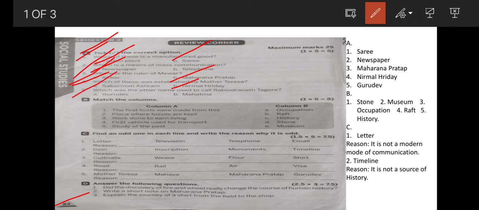5. Which was the other name used to call Rabindranath Tagore? What was the other name of Rabindranath Tagore? Gurudev, option A.